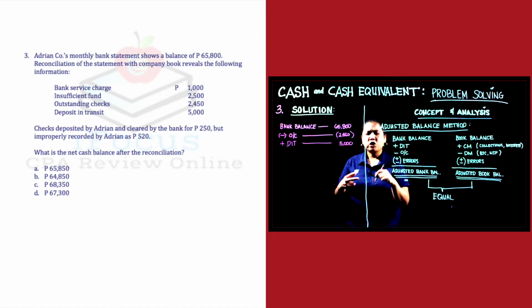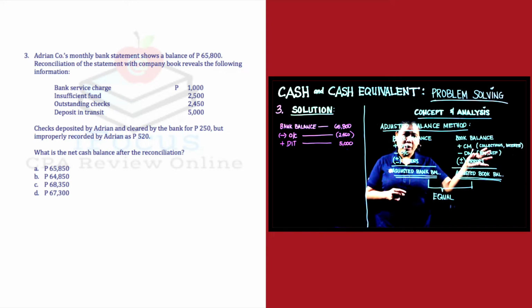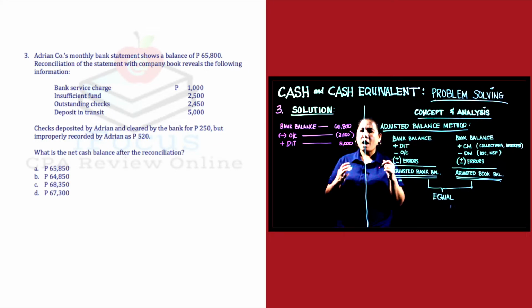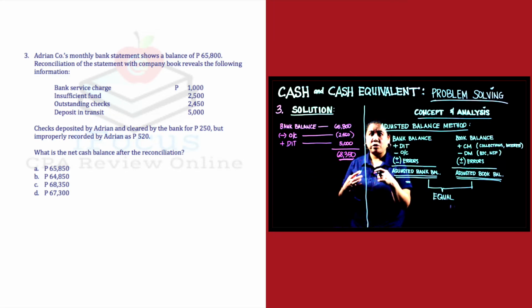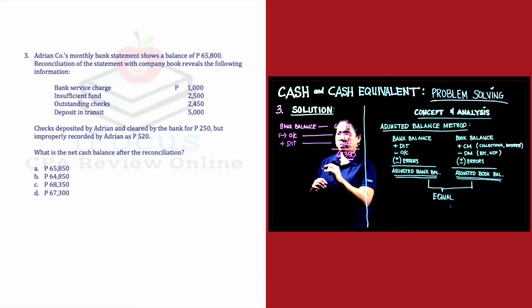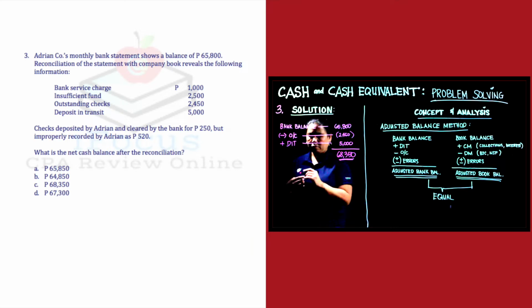Alright? Then, checks deposited by Adrian and cleared by the bank for 250, but improperly recorded by Adrian as 520. That's an error committed by the company. So, yan ay reconciling items sa book balance. So, our answer, 68,350. That is our adjusted cash balance. Yan po ang hinahanap ng problem. And our answer is letter C.